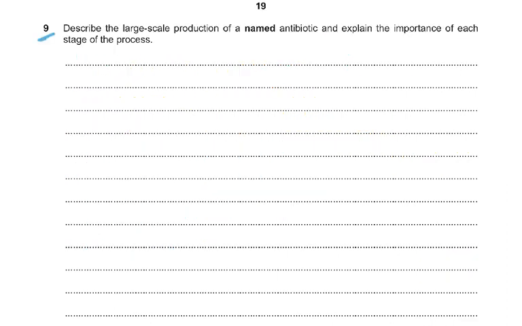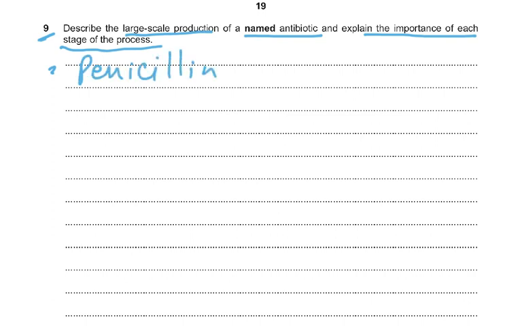First question, question number 9. Describe the large-scale production of a named antibiotic and explain the importance of each stage of the process. And the named antibiotic naturally is penicillin. And how would you grow it? Of course, you would grow it in a fermenter.